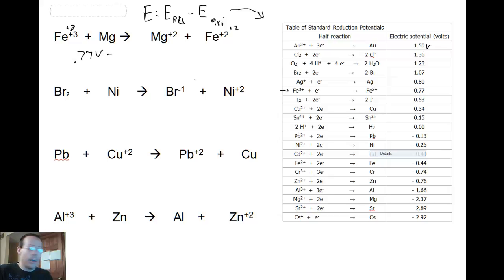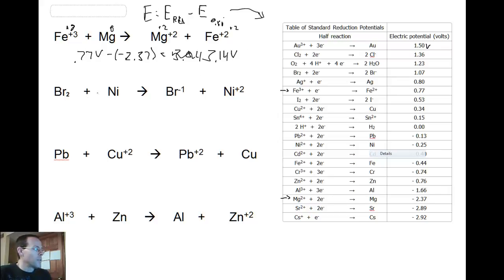And I'm going to subtract the oxidation. Well, because we've already identified iron as reduction, magnesium better be being oxidized. So it's going from a 0 to a plus 2. So yes, we just need to find magnesium. Start at the bottom. So its value is negative 2.37. So we're going to subtract negative 2.37. So really we're going to end up adding that, because if we subtract a negative, we add, and we get a value of 3.14 volts. And that's all this is.